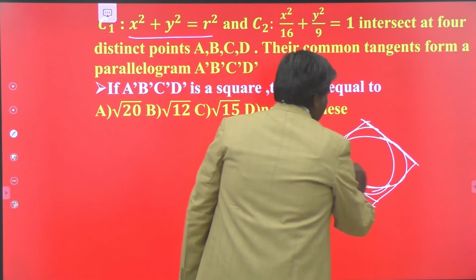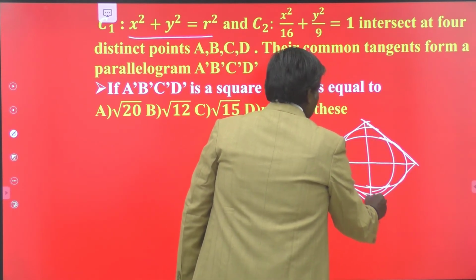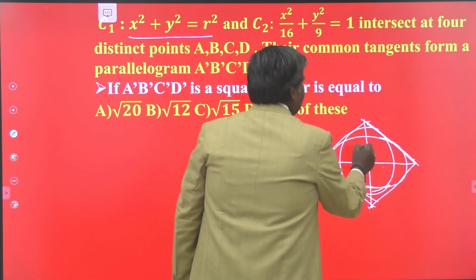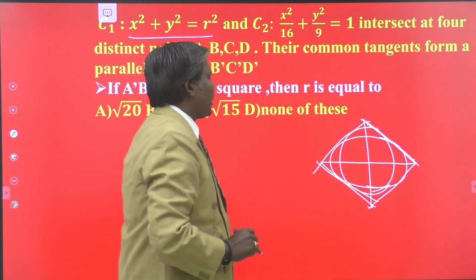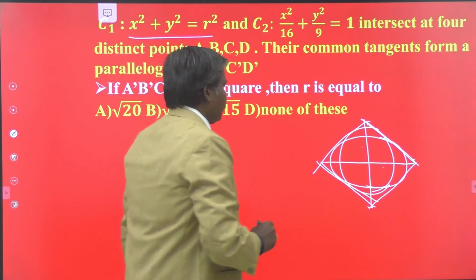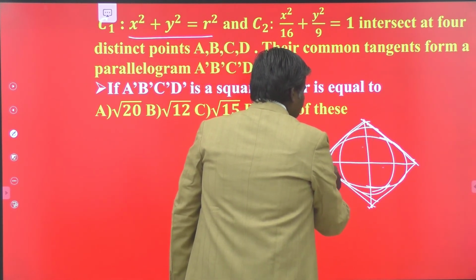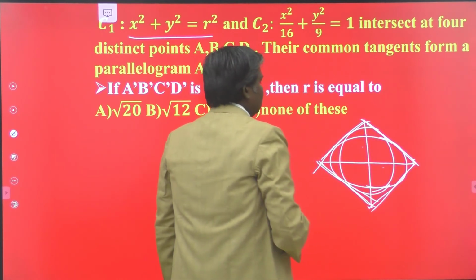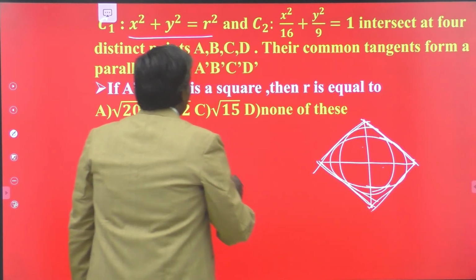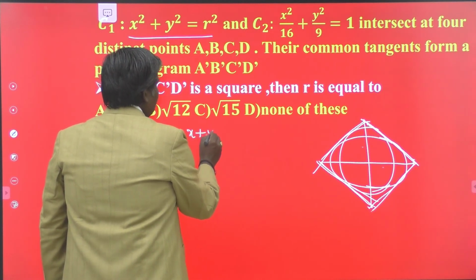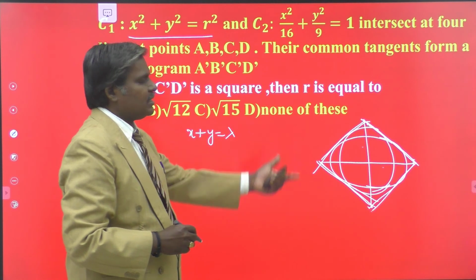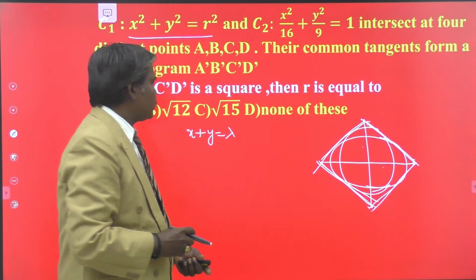So when it forms a square, these are the coordinate axes. This makes equal intercepts, then only the parallelogram becomes a square. So the intercepts must be the same for that square formed by the coordinate axes. So the line is of the form x plus y equals some lambda. x plus y equal to lambda is tangent to both curves.